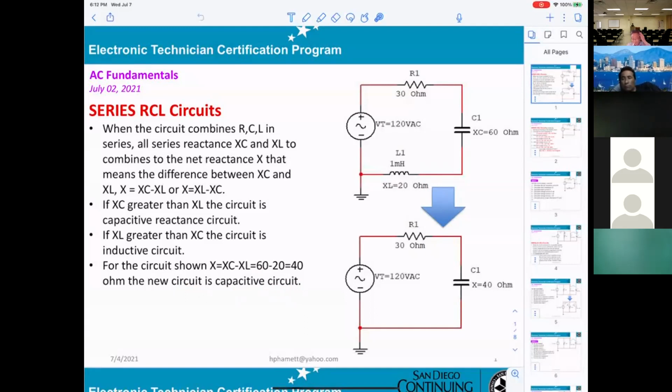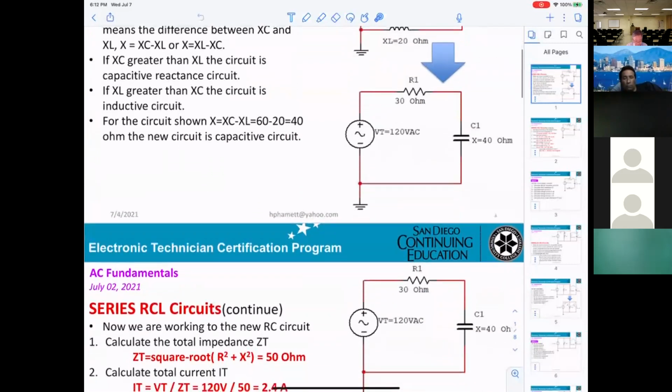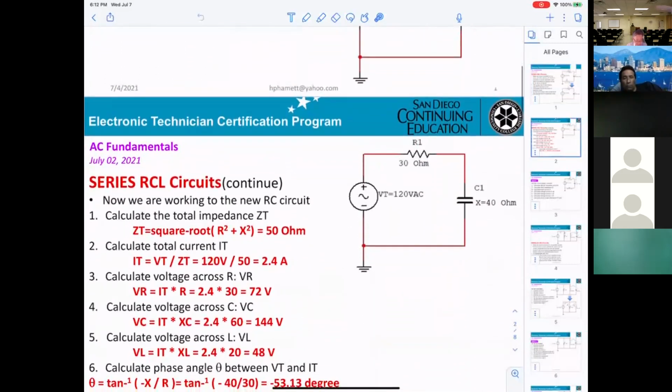So the current is 3 then. Okay, now what next we need to calculate is the total impedance. Now you can see, you go back to the RC series.